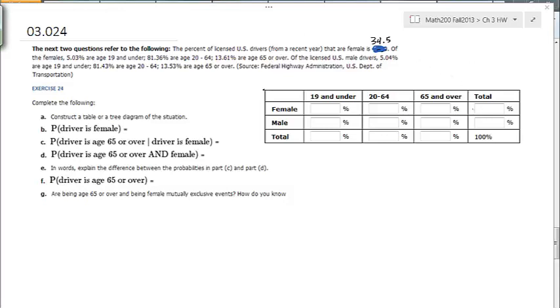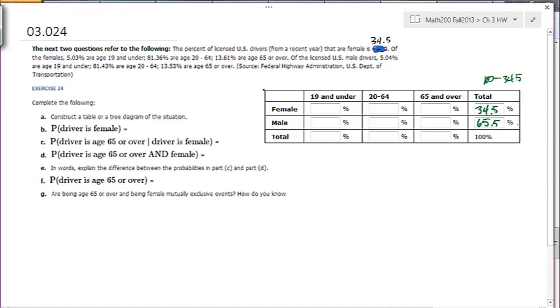First of all, this piece of information, the 34.5, will go with the total female. So out of 100, we have the sum of the male and female percentages. So if we have 34.5 for females, then we must have 100 minus 34.5 for the males. So if you take 100 minus 34.5, we should get 65.5. Okay, so that's the easy calculations. Now we have to fill in the rest of this table.